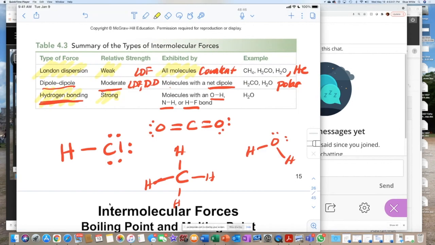Okay, so here's the thing. We have to look at the rules and try to figure out which of these four compounds are polar. Let's look at the rules we talked about before. Using the geometry, locate your central atoms. I'm going to go through and highlight my central atom. This is my central atom right here. This is my central atom right here. This is my central atom. This is my central atom.